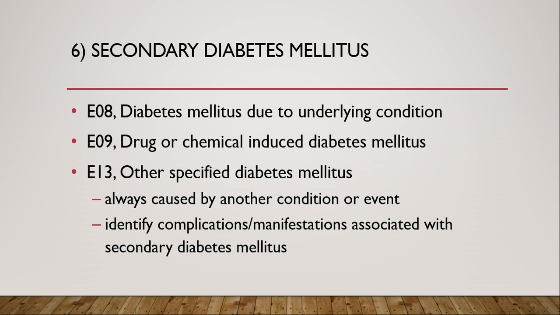E10 and E11 should always be a primary code, except for insulin pump malfunction. That's very important. E10 and E11 is always a primary code, except for insulin pump malfunctions. For E08, it is always a secondary condition, a secondary code rather. E09 is drugs or chemical induced diabetes mellitus.